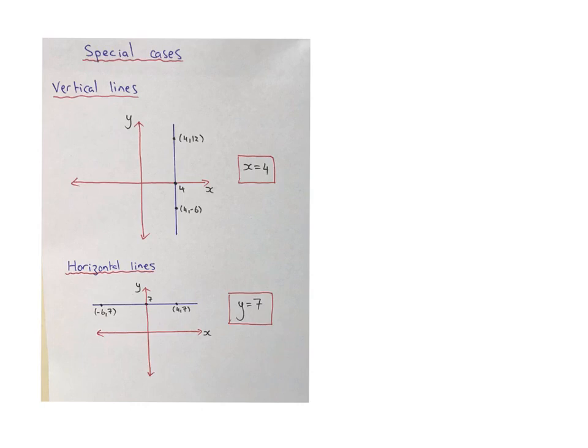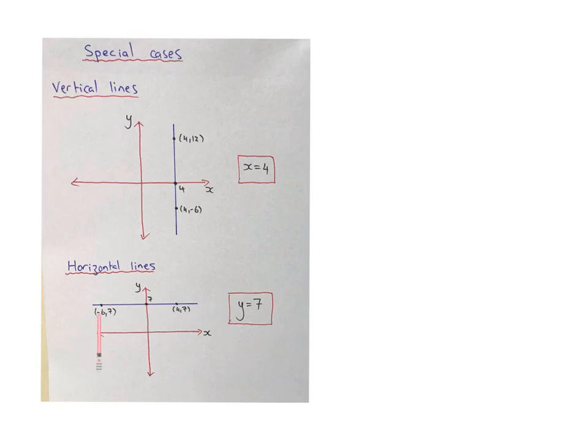Occasionally you might have to write down the equations of lines that are either vertical or horizontal, and these are special cases that you need to remember how to do. If we see a vertical line, it will pass through the same x coordinate. So here we see the line passing through x is 4, y equals -6, x is 4, y is 0, and x is 4, y equals 12. So the equation of this line is x equals 4. It's the collection of points that have an x coordinate of 4.